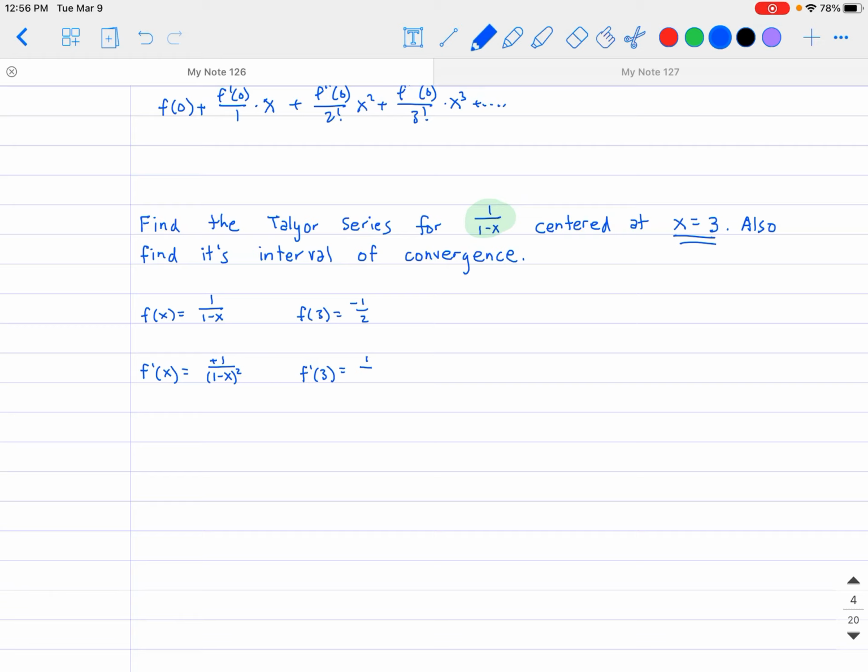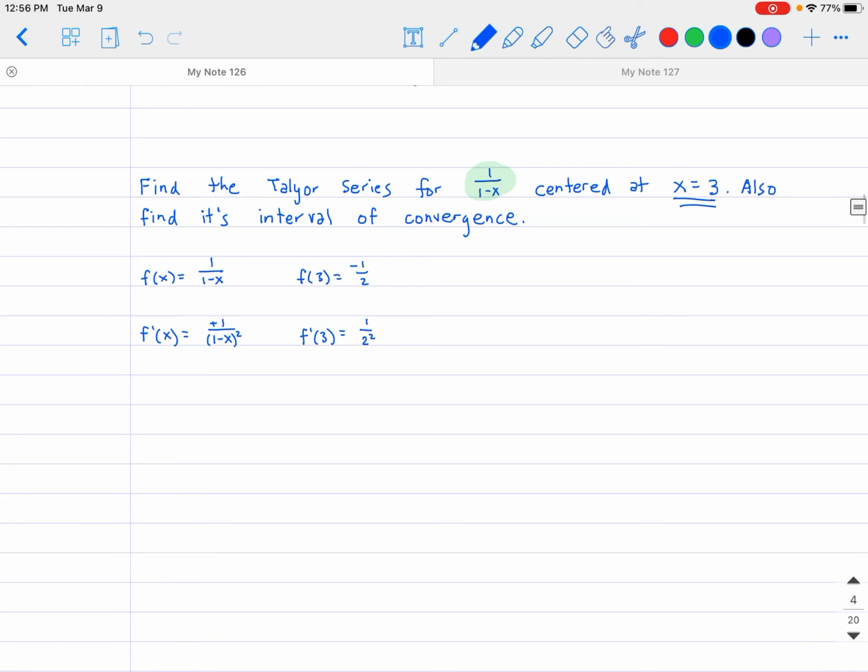But instead of writing 4, I'm going to go ahead and write it as 2 squared, just to see if I can actually see a pattern out of this. Okay. Now I'm going to go ahead and solve for the second derivative. And again, you're doing this as many times as it takes for you to be able to see the pattern there.